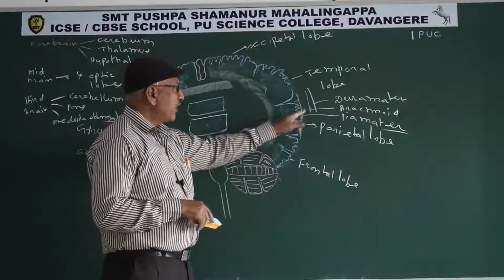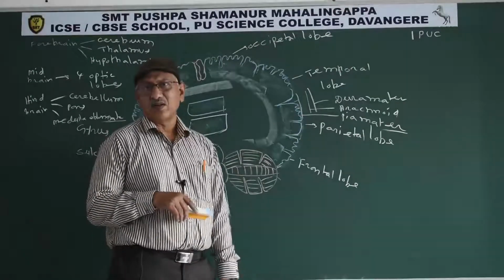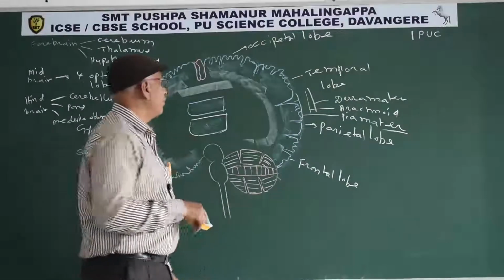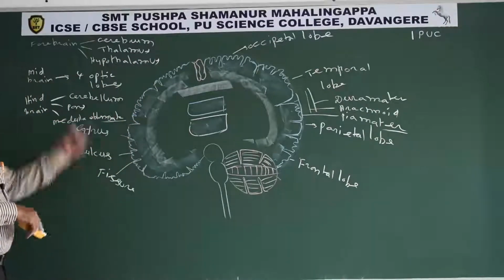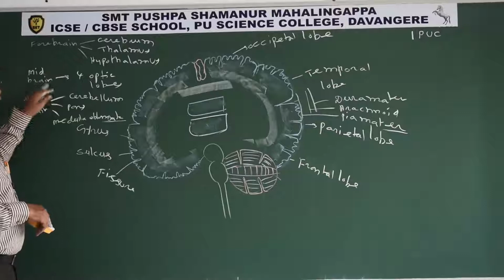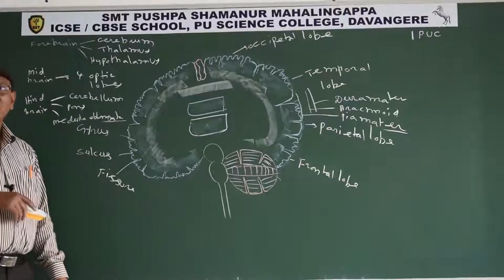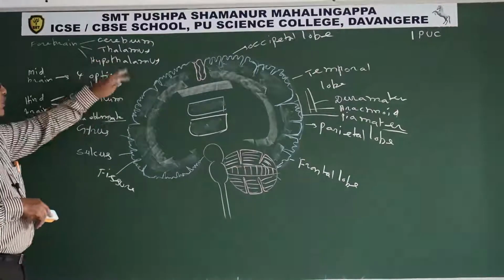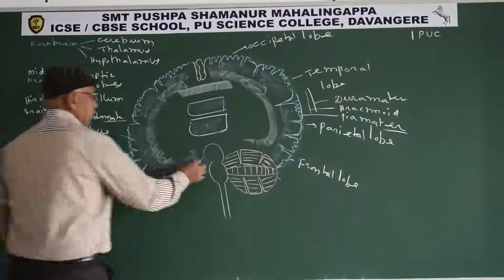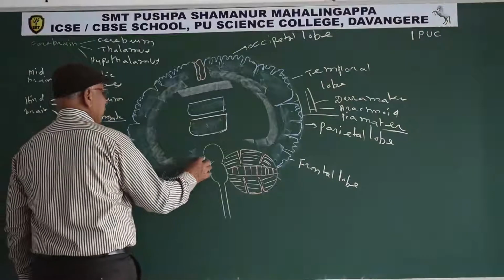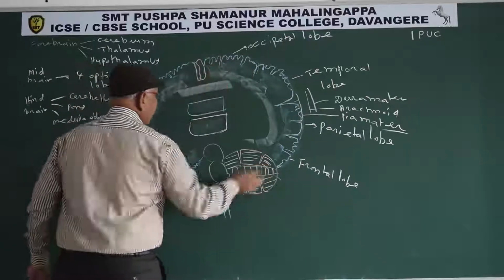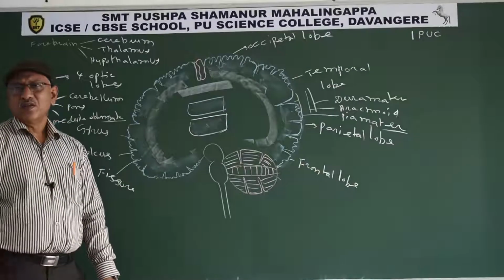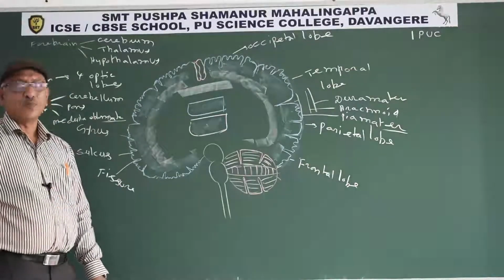The space present between arachnoid and pia mater is known as subarachnoid space. Subarachnoid space is filled with cerebrospinal fluid. So brain has 3 parts: forebrain, midbrain and hindbrain. Forebrain is also known as prosencephalon. It is further divisible into 3 parts: cerebrum, thalamus and hypothalamus. Cerebrum contains 2 cerebral hemispheres: right cerebral hemisphere, left cerebral hemisphere. The 2 cerebral hemispheres together are known as cerebrum. Cerebrum is 2/3 of the total brain.